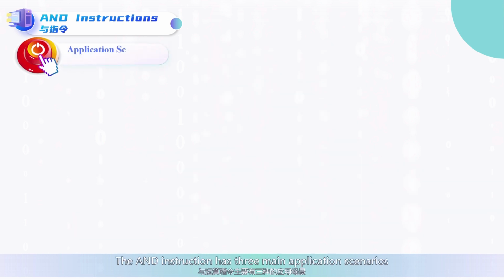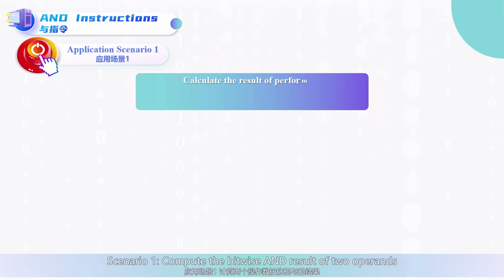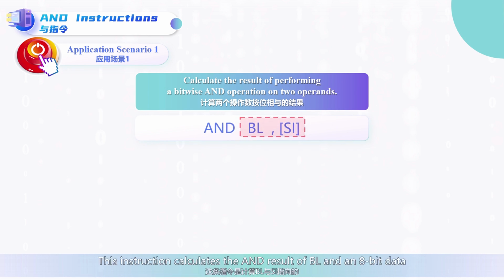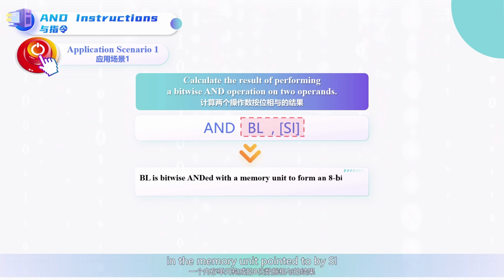The AND instruction has three main application scenarios. Scenario 1. Compute the bitwise AND result of two operands, such as AND BL,[SI]. This instruction calculates the AND result of BL and an 8-bit data in the memory unit pointed to by SI.